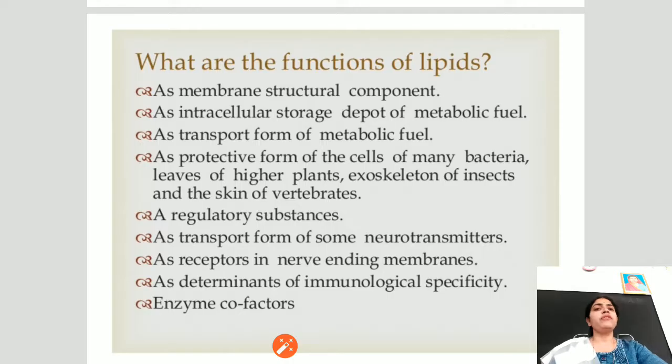Other functions of the fatty acid: it is a structural component and intracellular storage depot of metabolic fuel. It acts as a protective covering, protecting the cell from many bacteria, as in leaves of higher plants, exoskeleton of insects and skin of vertebrates. It acts as a regulatory substance. It is a transport form of neurotransmitter. It acts as a receptor in nerve ending membrane. It determines immunological specificity, and in case of enzymes it acts as a cofactor.